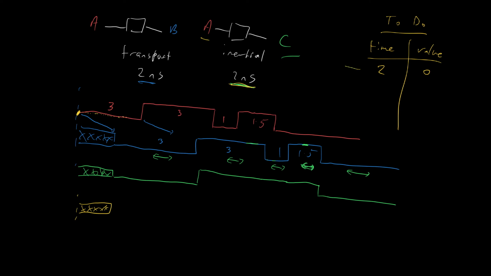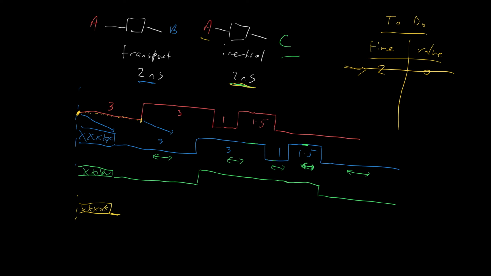And the input hasn't changed. And our to-do list tells us at time t equals 2 nanoseconds to make the output 0. So we dutifully make the output 0 at 2 nanoseconds. And we keep going forwards. We get to 3 nanoseconds. And we've done this, so we can cross this off. We get to 3 nanoseconds.